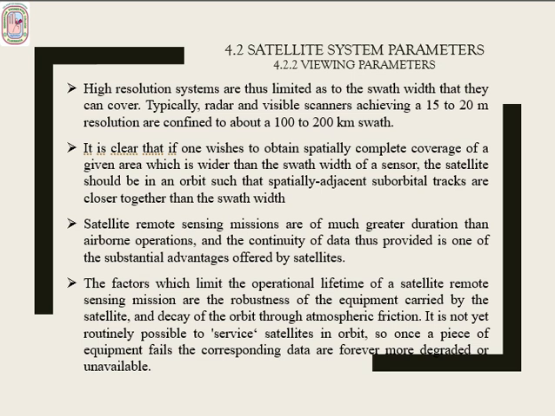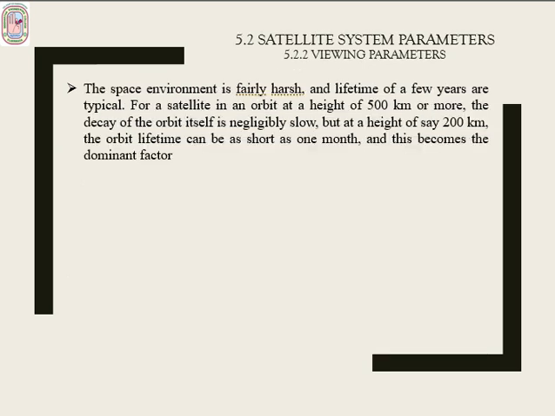So, for example, as mentioned, the factors which limit the operational lifetime of a satellite remote sensing mission are the robustness of the equipment carried by the satellite and decay of the orbit through atmospheric friction. It is not yet routinely possible to service satellites in orbit. So, once a piece of equipment fails, the corresponding data are forever degraded or unavailable. The space environment is fairly harsh, and lifetimes of a few years are typical for a satellite.